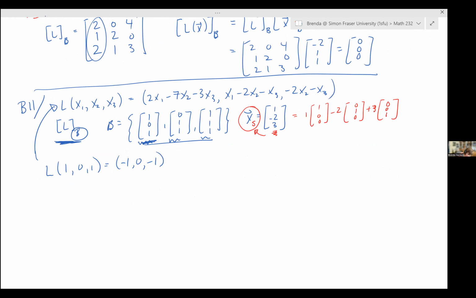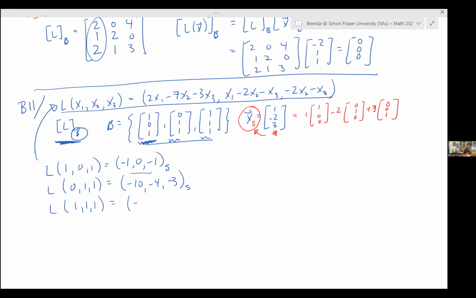Let's recognize that the coordinates here are relative to the standard basis. All I've done is take a linear transformation, here it is, and ask what happens to 1, 0, 1. Then what happens to 0, 1, 1? Now I get here minus 10, minus 4, minus 3. And then what happens to 1, 1, 1? That is minus 8, minus 2, minus 3.